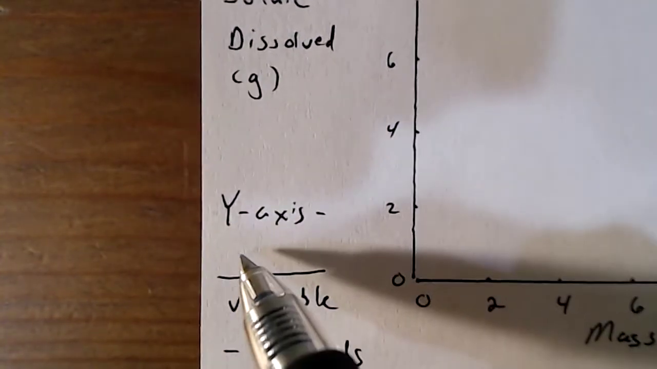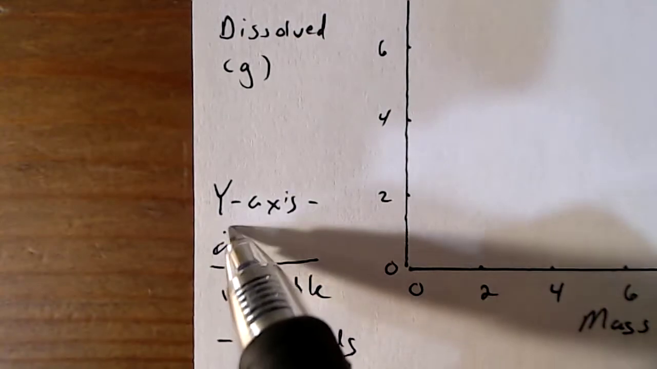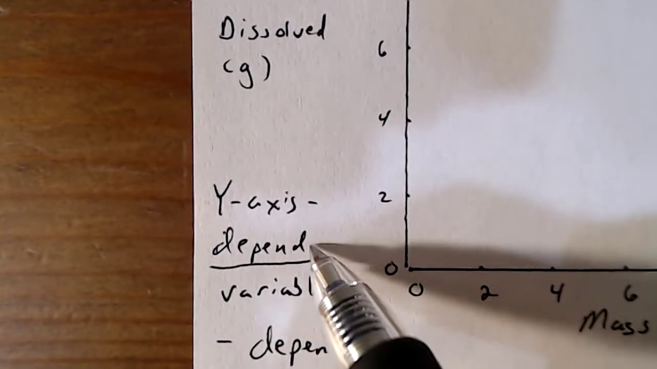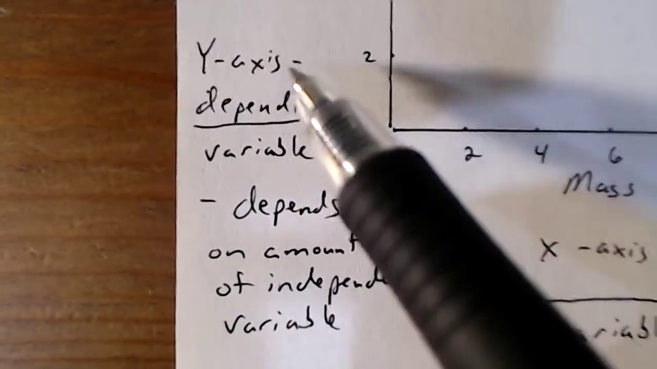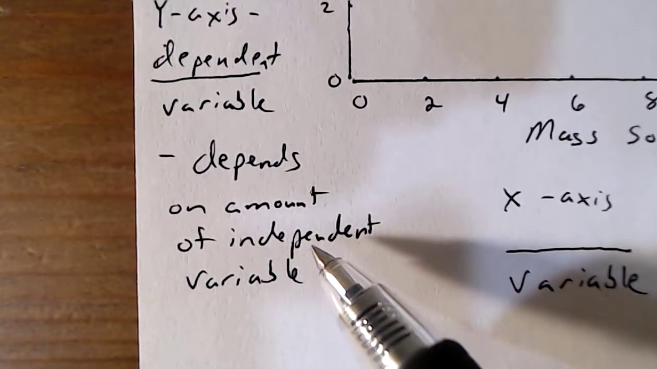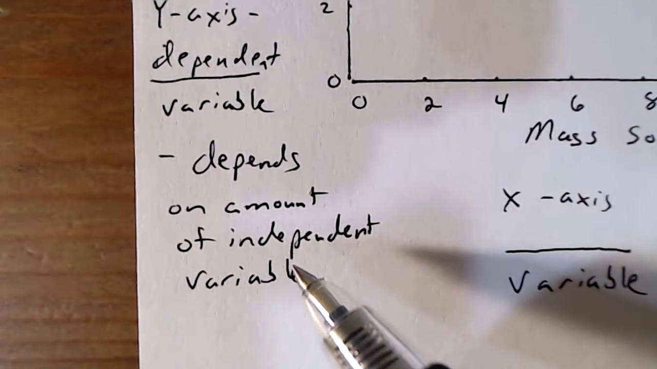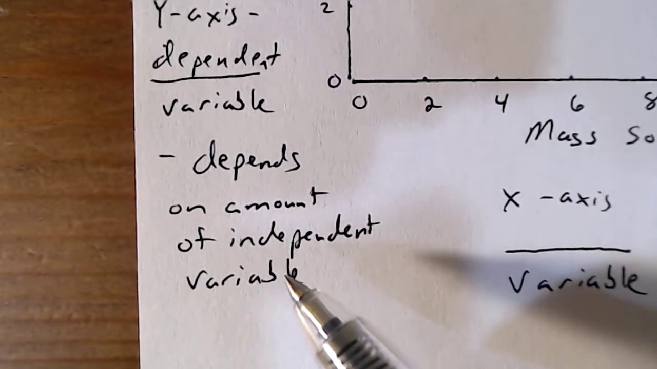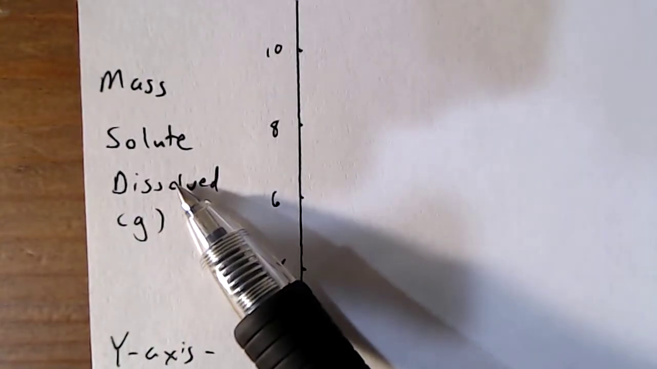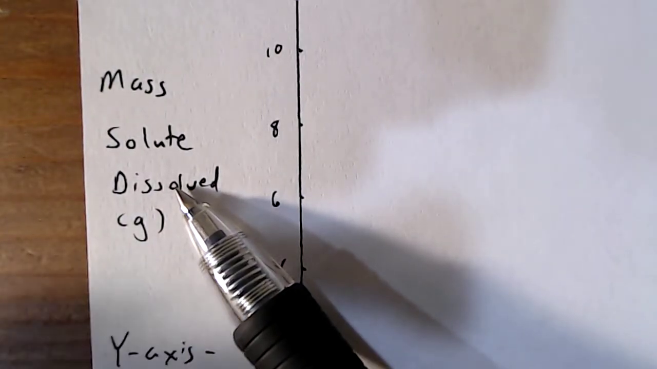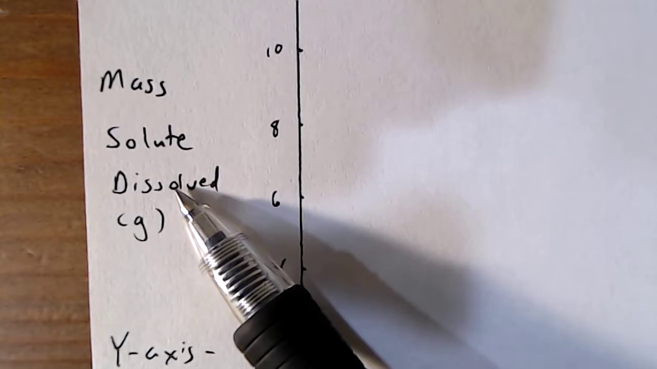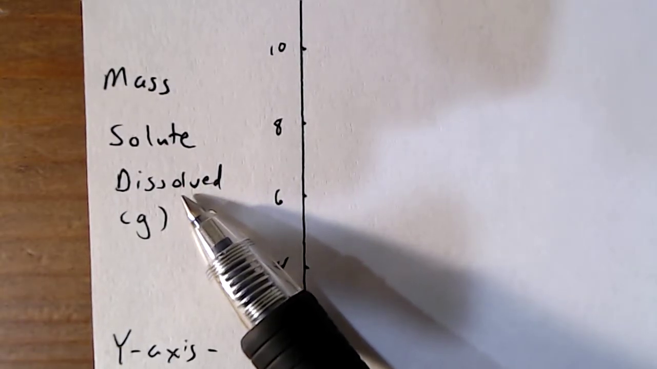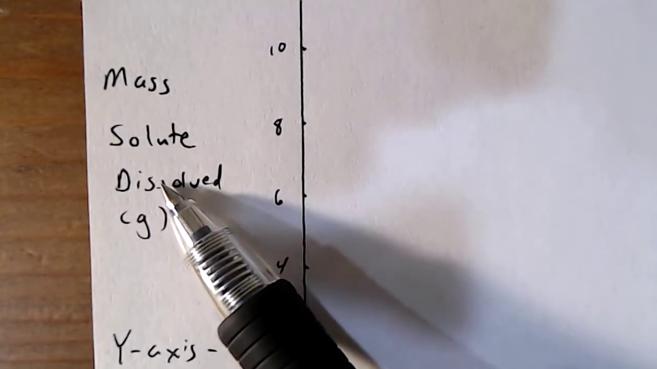This is the dependent variable. This depends on the amount of the independent variable that is added or that is there. So the amount of solute that might dissolve depends on how much you actually add. If you don't add any solute, then none of it can dissolve. This depends on the amount of solute that's added.